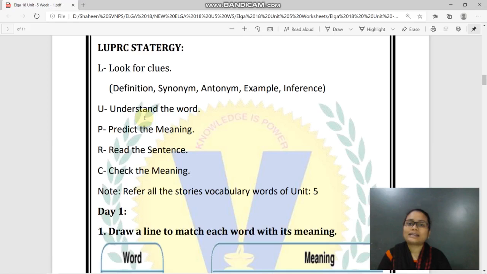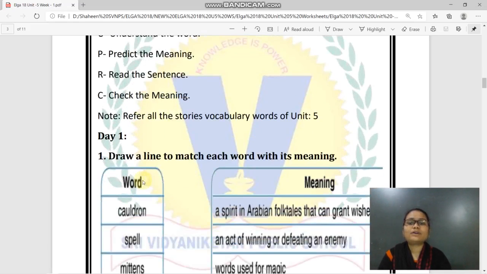U stands for understand the word. P stands for predict the meaning. R stands for read the sentence. C stands for check the meaning. So this is about the LUPRC strategy children. LUPRC strategy is used to find the meaning of a new word. So here you have a note. Refer all the stories, vocabulary words of Unit 5. You are supposed to refer all the vocabulary words of Unit 5 children.